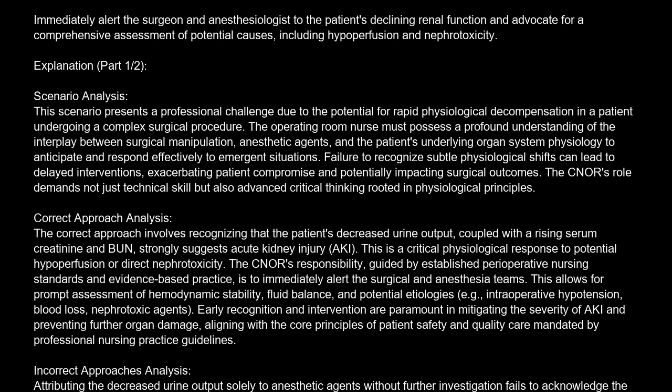The correct answer is D. Immediately alert the surgeon and anesthesiologist to the patient's declining renal function and advocate for a comprehensive assessment of potential causes, including hypoperfusion and nephrotoxicity.